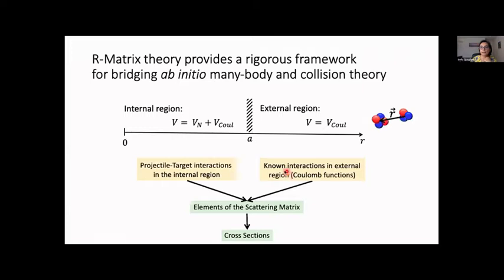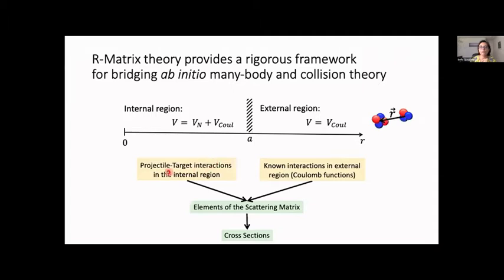The boundary of the region is delimited by a radius that is typically called the channel radius. This channel radius can be chosen large enough so that in the external region the system interacts basically only through long-range interaction, therefore just the Coulomb interaction. Instead, in the internal region, the two nuclei that are reacting are still experiencing the nuclear interaction among them.